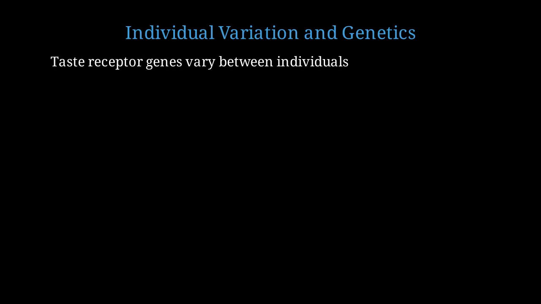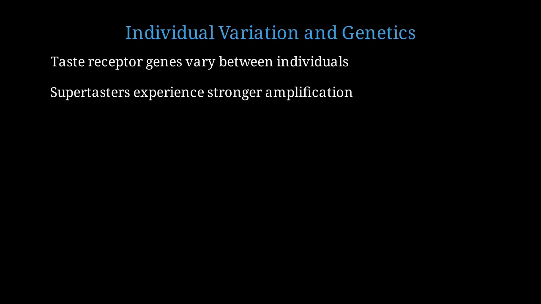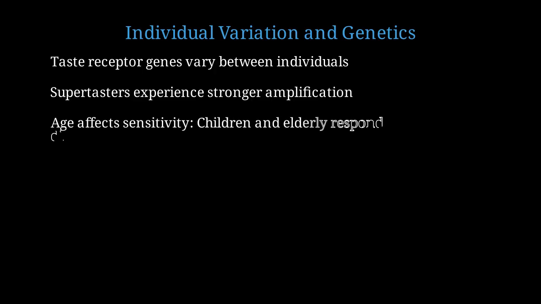There's significant individual variation. Taste receptor genes show genetic polymorphism. They vary between individuals. Some people have more sensitive ENaC channels than others. Super tasters, people with higher density of taste buds and more sensitive receptors, tend to experience stronger salt-acid amplification than average tasters. Age also affects sensitivity.